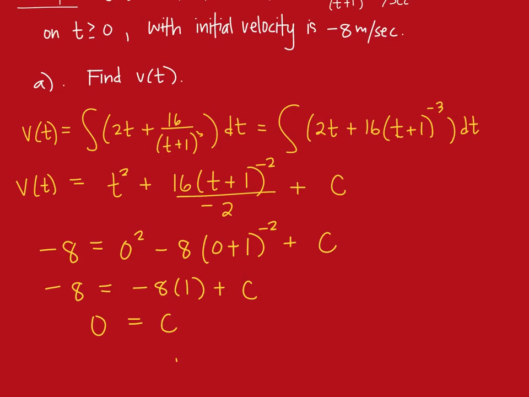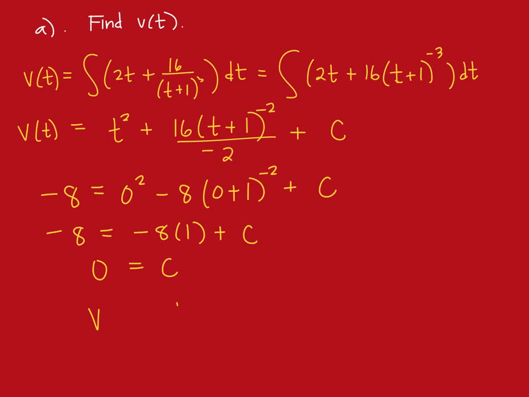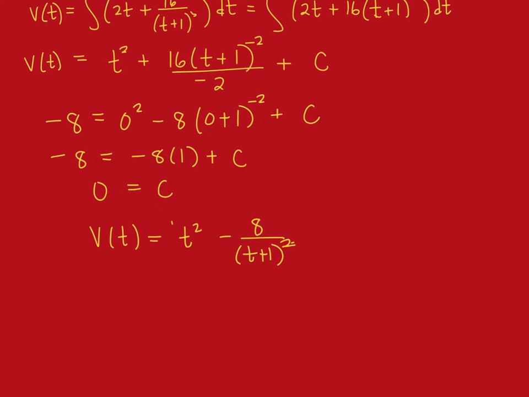Add 8 to both sides. So my velocity turned out to be t squared minus 8 over the quantity t plus 1 squared. So that is my velocity.